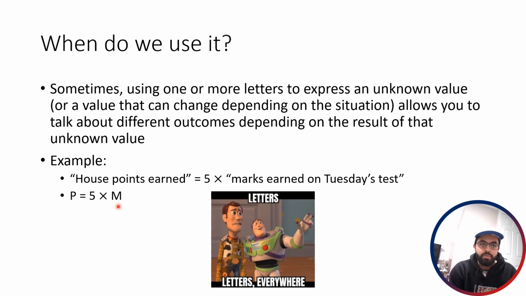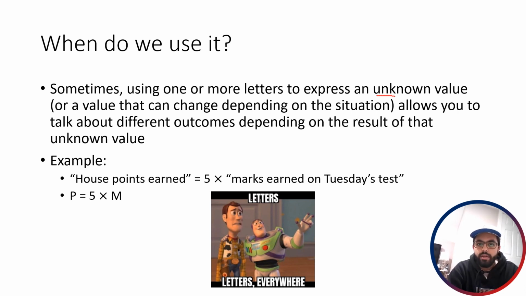So here's an example where we've created this expression that looks kind of weird if you've never seen algebra before, but hopefully you're starting to understand when or why this might be useful. I tell you the number of points you earn is going to be 5 times the number of marks you get, but you don't know how many marks you're going to get. Now, there's two ways to look at this situation, and this is the reason I picked the house points and the marks. Up here I said sometimes you can use one or more letters to express an unknown value. I'm going to underline that.